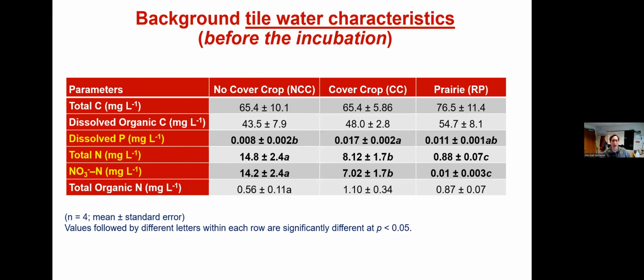So how about the tile water under Cobb's management? We also found what we expected, which is a good thing. In the no cover crop baseline, kind of business as usual, the total nitrogen and nitrate in the water at the time we collected was about 14 milligrams per liter. Most of that was nitrate. In the cover crop, it was about half. And then in the prairie, it was very low, below 1, as you'd expect.